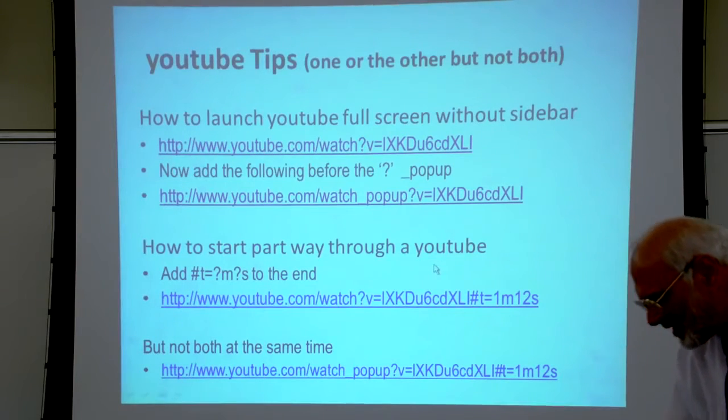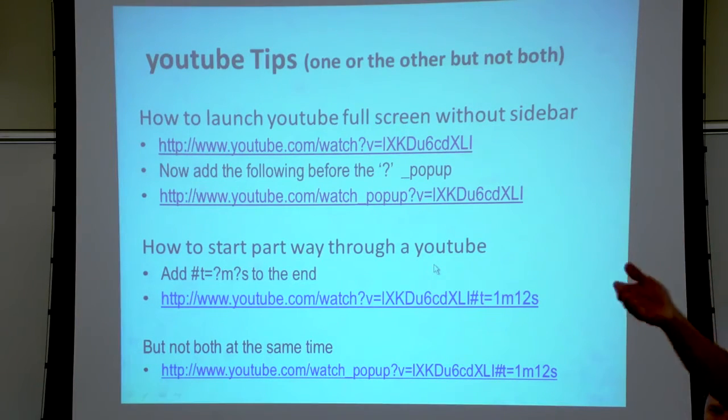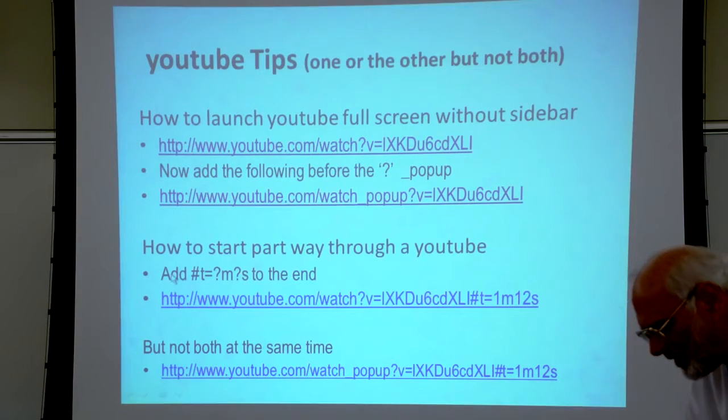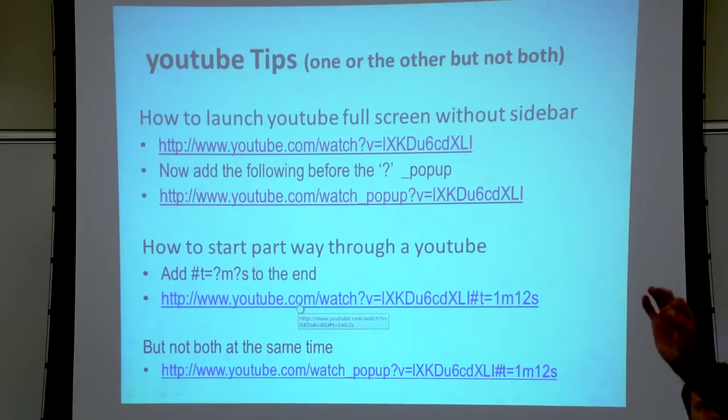But another trick you can do, now you can't unfortunately do both of these at once, but this one is if you add at the very end of your YouTube a little t equals and then a number M and a number S, you can actually start at a precise point in that YouTube. Now, a lot of times there'll be a YouTube that'll be like 10 minutes long and I want to come in at about 8 because that's the valuable part. So I can actually launch it like that.